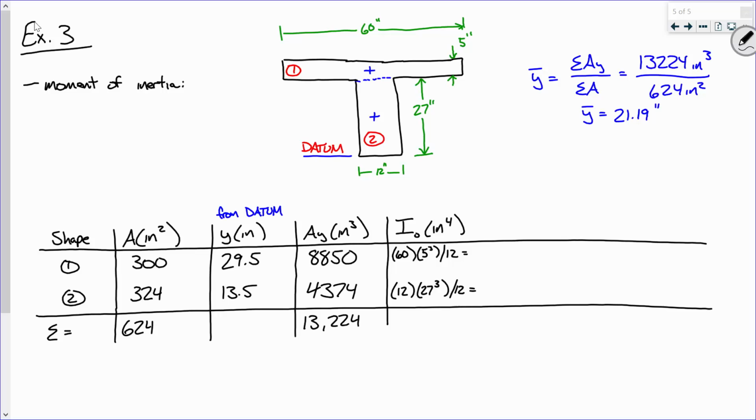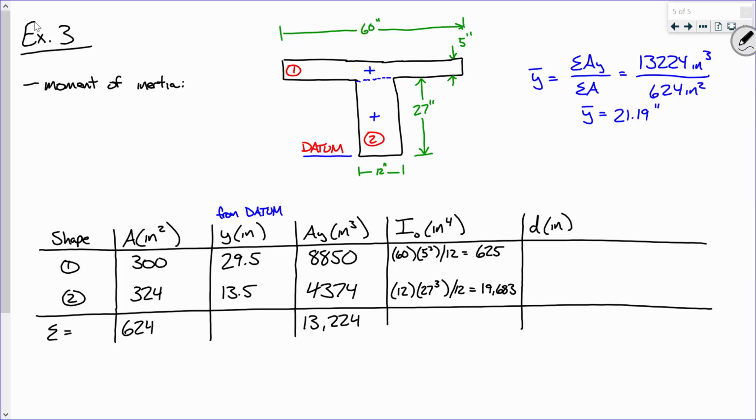So somebody over here, help me out. 625 for the first one, and for the bottom one, somebody else. 19,683. All right. Sound good? Any questions? We only need two more things, okay? We need d distances, and then we'll be able to compute the rest of it.